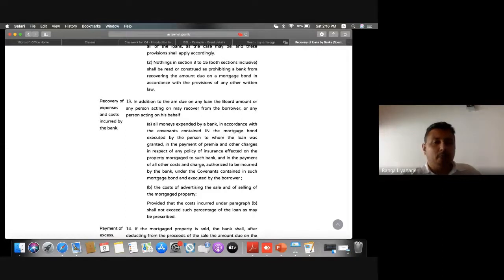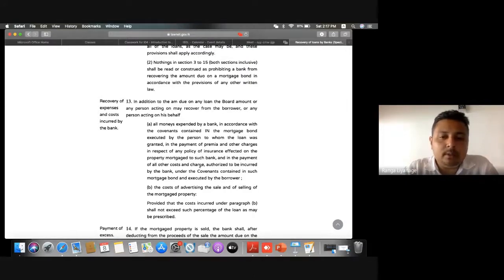In addition to the amount due on the loan, the board may recover from the borrower or any other person all monies expended by the bank in accordance with the covenants mentioned in the mortgage bond. So basically, the mortgage bond covers the sun, moon, and the stars, and everything that the bank can recover, right? The payment of premium, any other charges, interest, policy of insurance, right? All such costs and charges incurred by the bank for recovery, everything is covered, right? The cost of advertising, the sale and the selling of the mortgage property, the auctioneer's fees, the premises, and all other incidental expenses, the bank can recover.